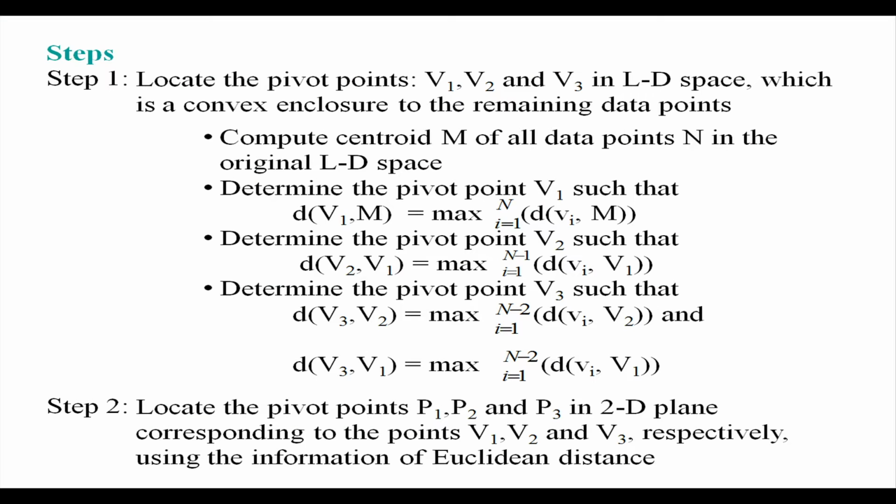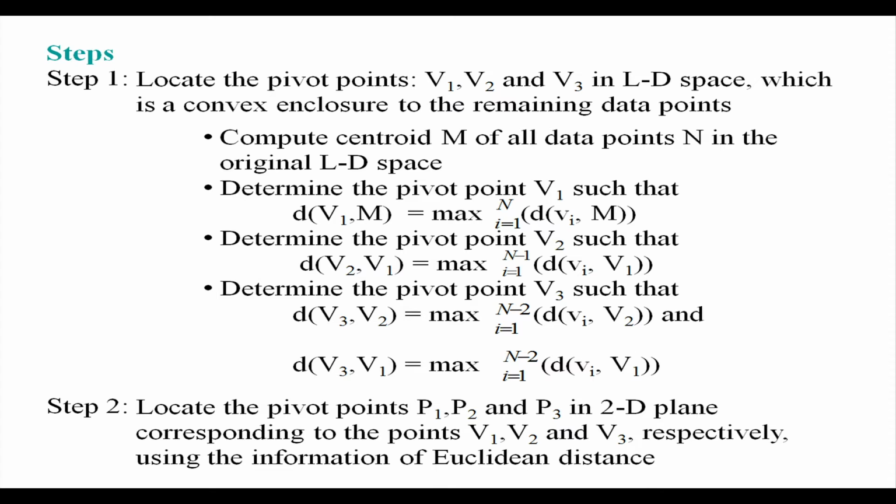Now, next we try to find out the pivot point V3 such that the distance between V3 and V2 is the maximum of all distance values between Vi and V2, and thus V3 is such a point that should be at a maximum distance from V1 also. So, we try to find a point V3 which is at a maximum distance from V2 as well as from V1. Approximately, we try to find out these particular pivot points, that is V1, V2 and V3.